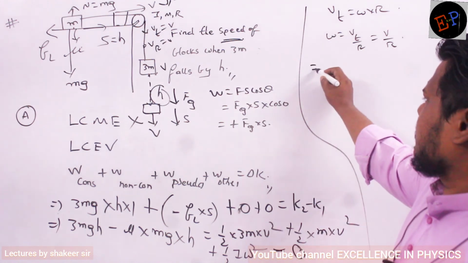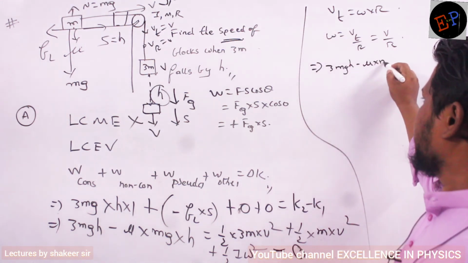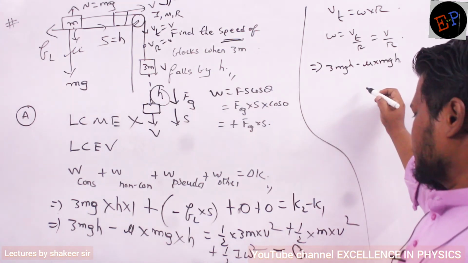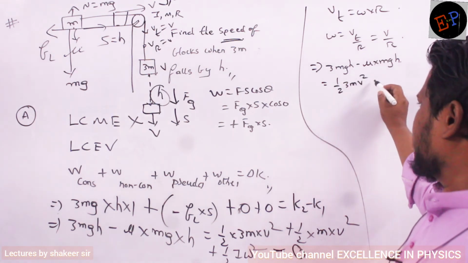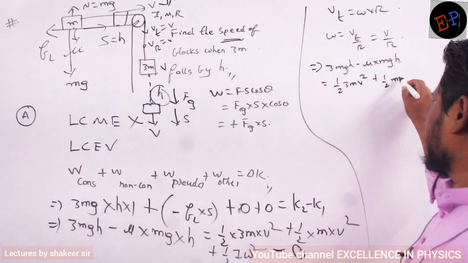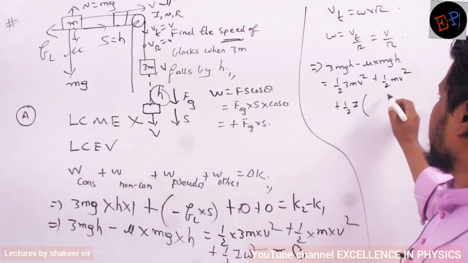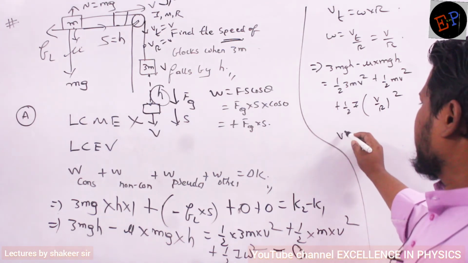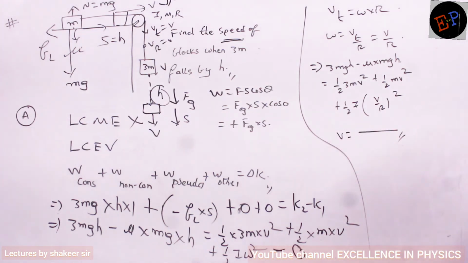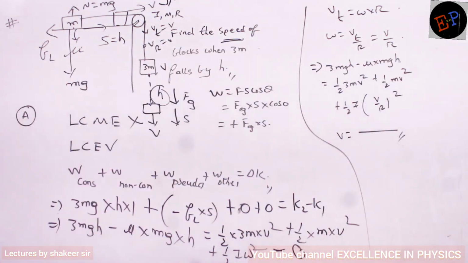Now let us do the total calculation. So 3 mgh minus mu into mgh. So this is equal to half 3m v square plus half m v square plus half I, instead of omega I can write v by r whole square, minus 0. So calculate the v value from this one. That is my required answer. Understood? I will give the answer of this, check whether you get the same answer or not.